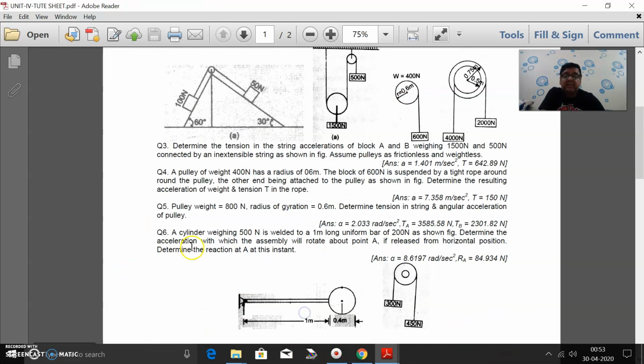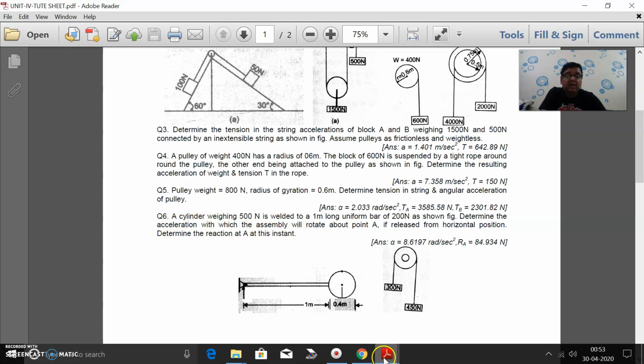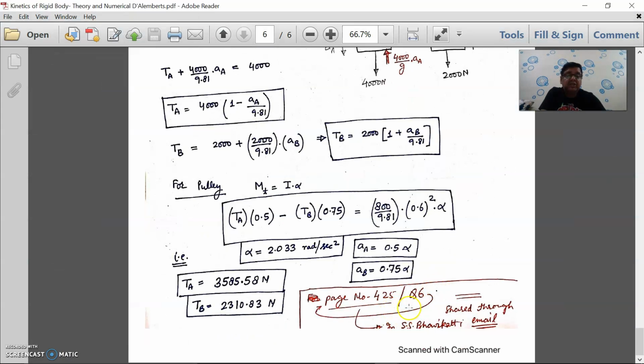The last numerical is for you to try to solve. If you could not solve it, then you can contact me, or you can see the solution. It's a solved example in the book given to you, by SS Bhavikatti, and I have also written the page number on this sheet, page number 425. Okay, thank you.